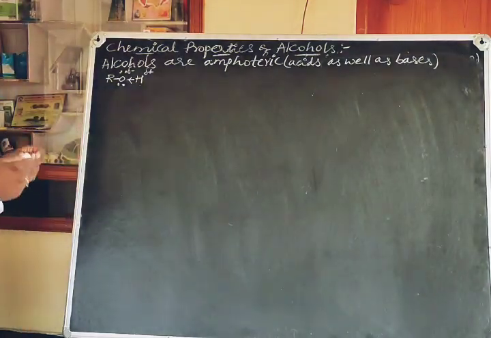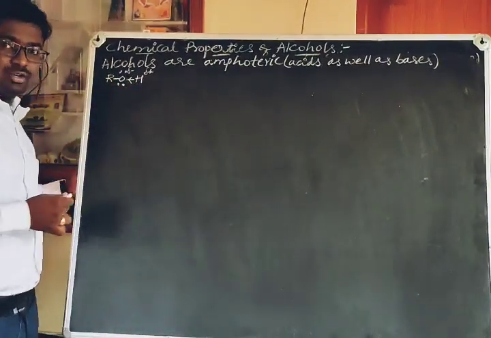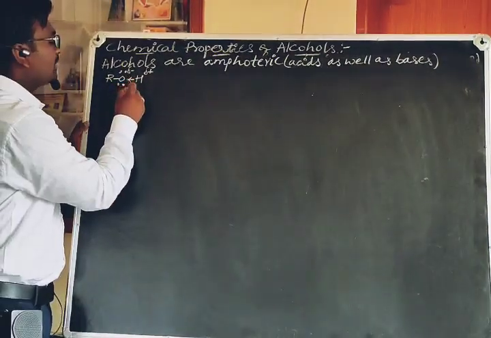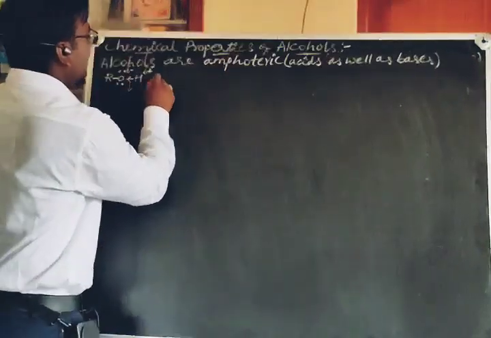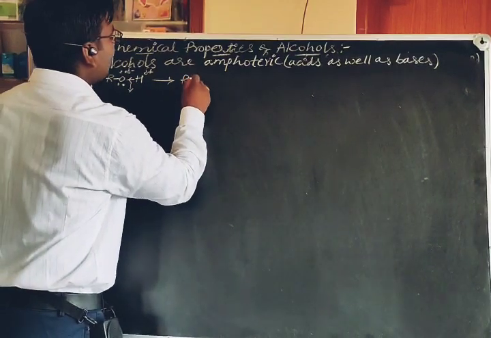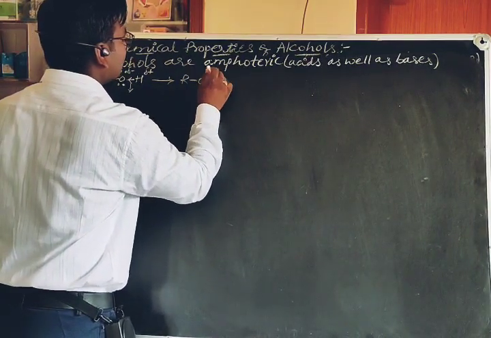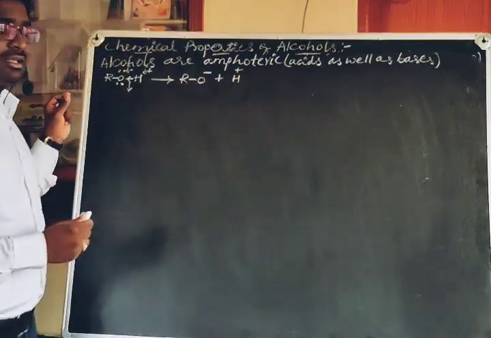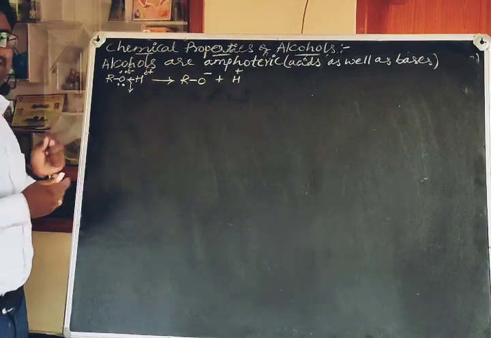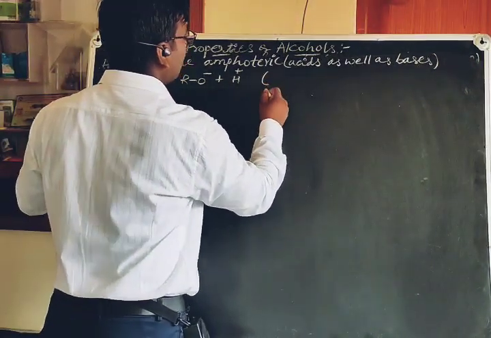Due to this electronegativity difference between the oxygen and the hydrogen, this OH bond becomes weak, and it breaks this way. Here you can see this alcohol is acting as a proton donor.